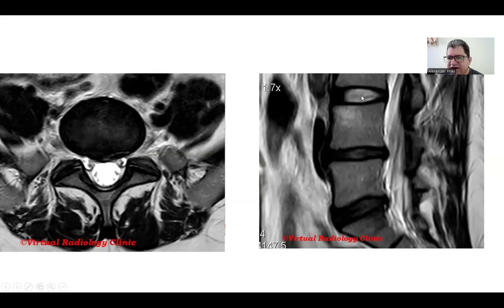This is the MRI. In MRI, the fluid is visible in T2, hyperintense. Look here. This is hyperintense because this is fluid, fluid from the spine. And what happens when there is dehydration here? The height decreases, and the intensity of the disc also decreases.